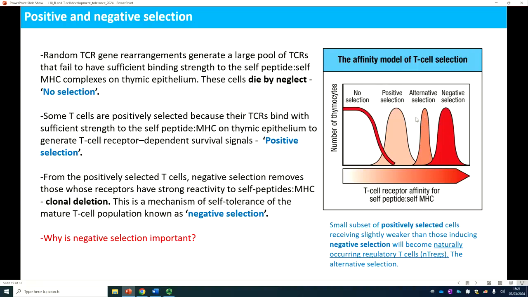Now you've probably noticed in the middle we've got this little peak here which is called alternative selection. This is a really small subset of T cells. They're falling somewhere between positive selection and negative selection, but these will actually become our naturally occurring Tregs. And they play an important role in regulating our immune response as well. We'll come back to them in a few slides' time.